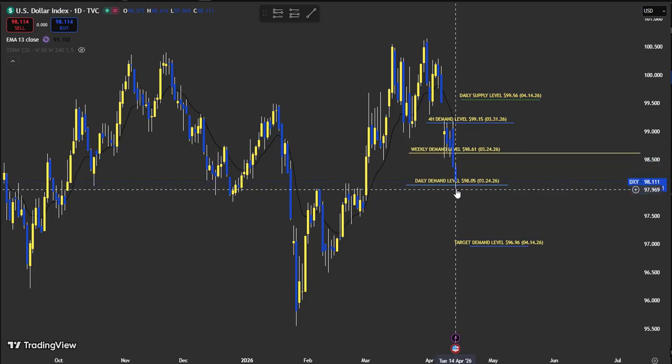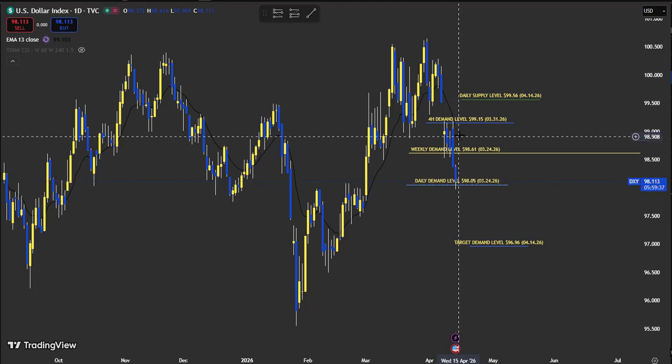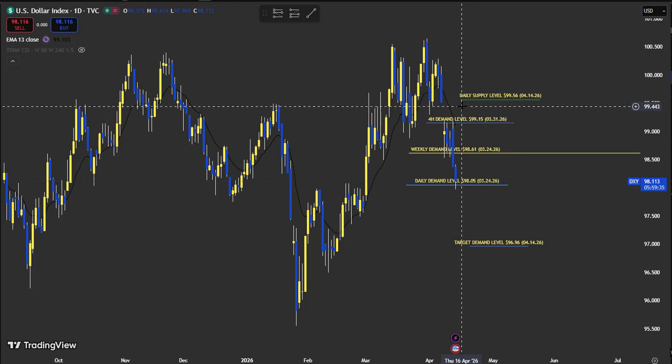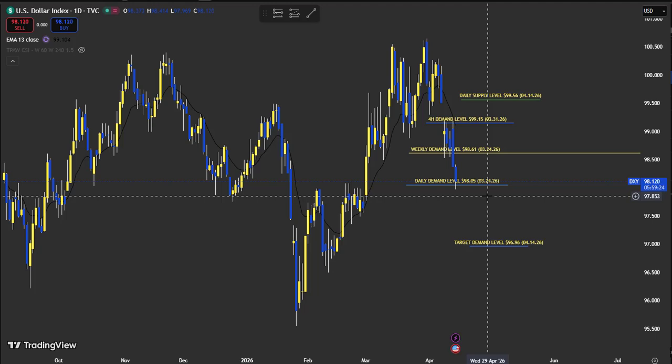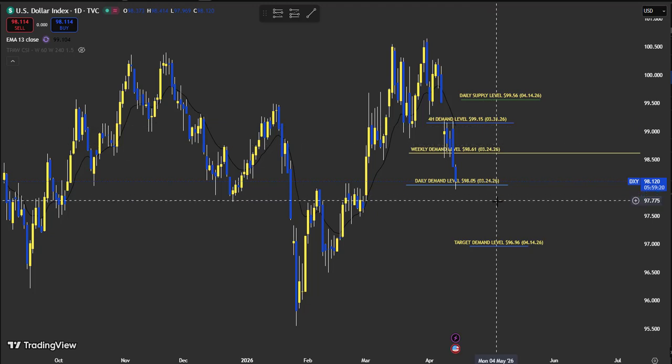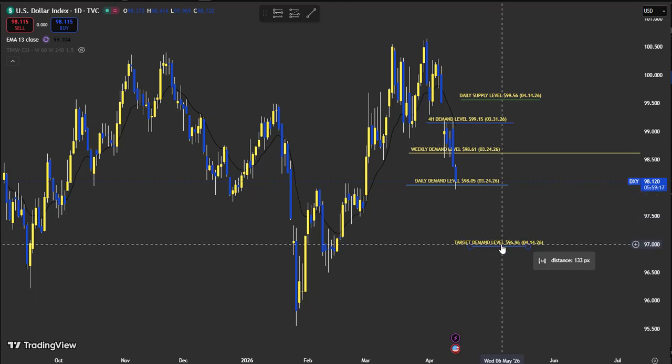And if price holds here around the end of the day, I'm expecting price to retreat one more time up to the supply level around the 99.56 area. And then I would expect supply to be, I guess, in abundance. So I expect price to start dropping again. So we hit 99.56, and then I'm looking at a target demand level of 96.96.